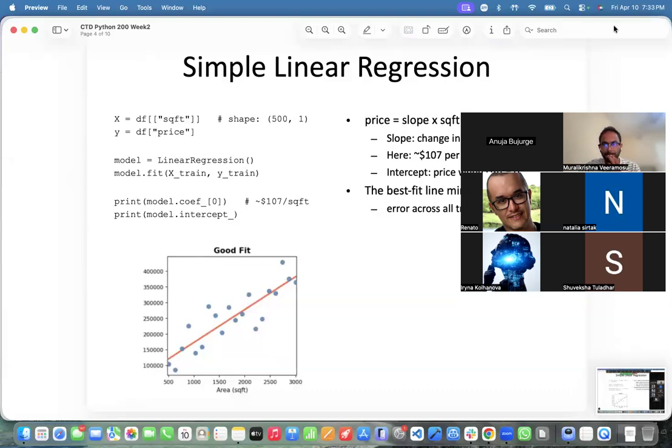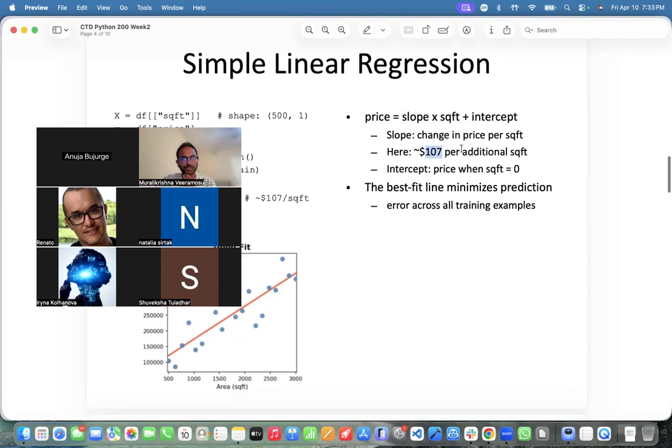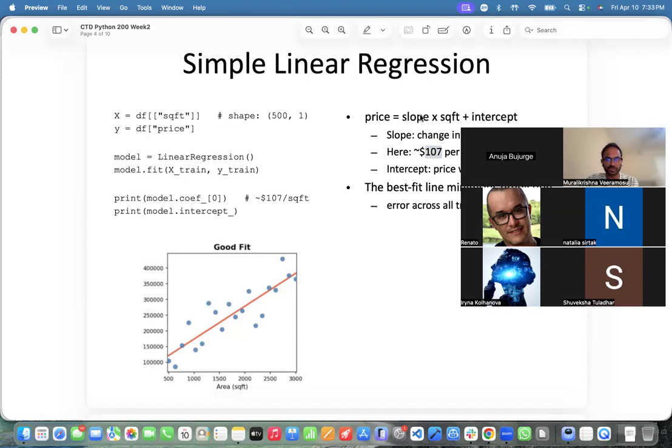So yeah, as I said here, the price is basically slope times square feet. Let's say slope is W. I said earlier Wx plus B, right? B is an intercept, W is a slope, and square feet is an input feature, basically X, right? As mentioned here, 107 per square feet. For each increase in square feet, the price is going to increase by 107. That is what weight, the slope, means.